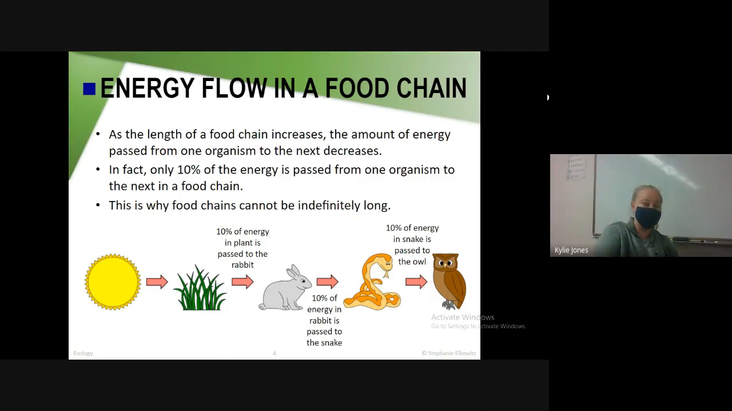So that is pretty much why food chains can't go on and on and on forever, because it runs out of energy eventually. There's less energy each time something gets eaten. It goes down by a power of 10, which technically you guys learn about in math in 5th grade. Powers of 10. So, only 10% of the energy is passed from animal to animal, or plant to animal in some cases. Okay.